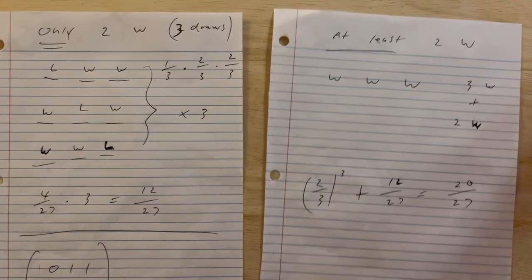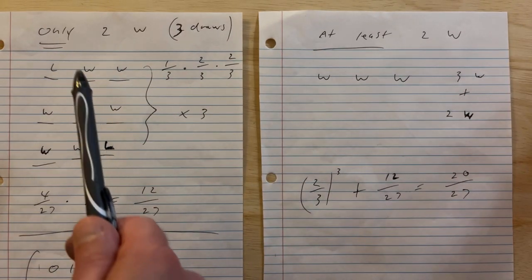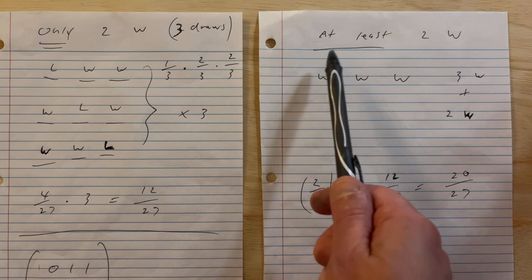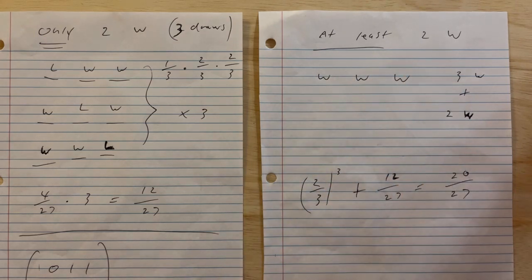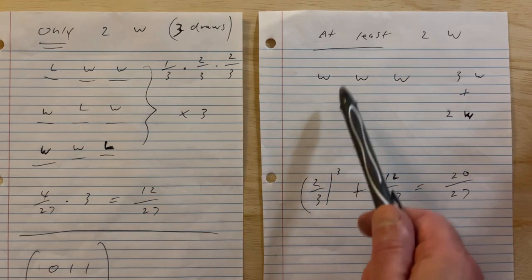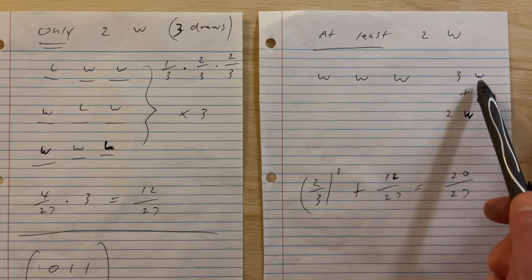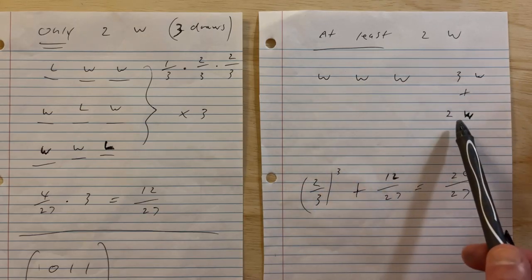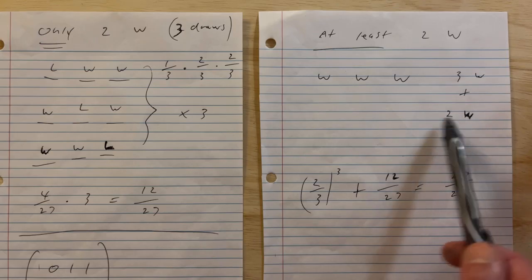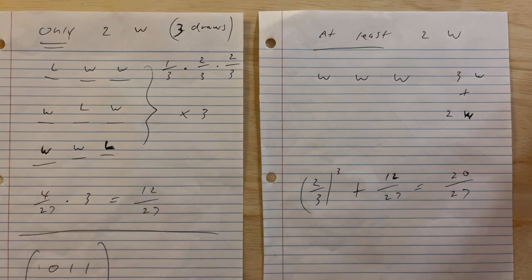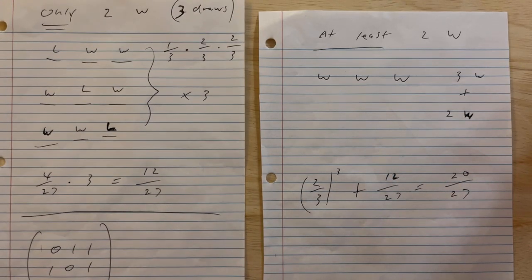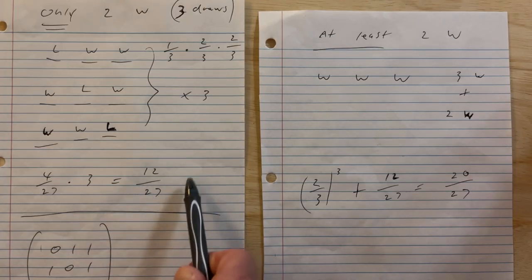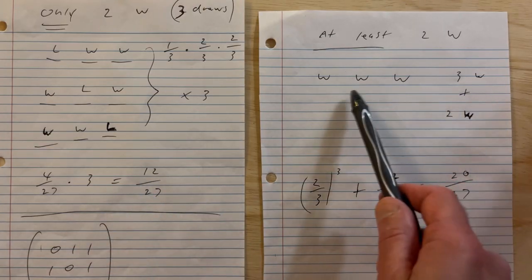Okay, so right here, notice the problem I just did, I said only 2 winners. Now I'm going to say at least 2 winners. Thus, we can have all winners, winner, winner, winner. So we have 3 winners, plus we have to add that permutation to all the permutations with 2 winners, which is right here. For 2 winners, it was 12/27. So we add that to 3 winners.